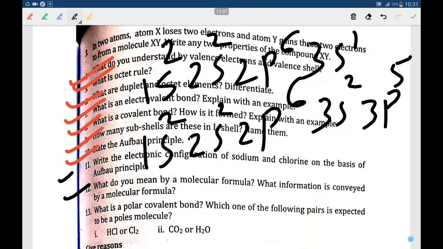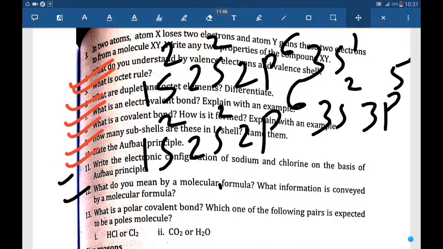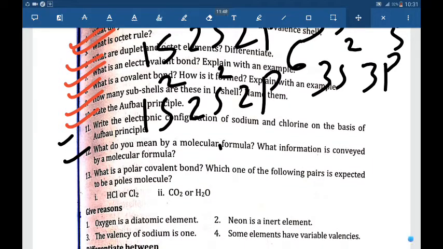And the information conveyed in a molecular formula is as follows. It represents the number of atoms in a molecule, it shows the combining capacity of its constituent elements, and it helps to know about the molecular substance.